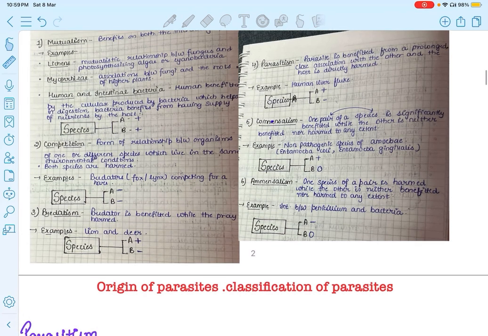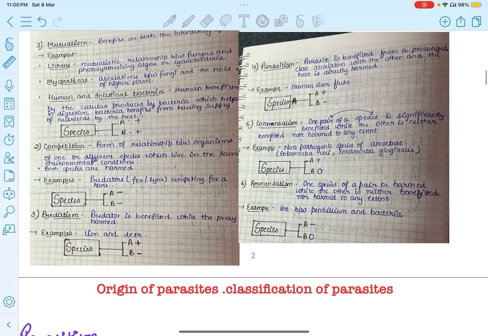Then we have predation. Predation has the word predator. A predator is something that depends on another organism for food, only for food. Okay. So the predator is benefited while the prey is harmed in this kind of relationship. Prey is the other species organism which is actually serving as food to the predator, like lion and deer, tiger and deer, and many other examples are there. So lion, who is the predator, is benefited because he's getting the food, but the deer is getting killed. So he is the prey, so he is not getting benefited from it.